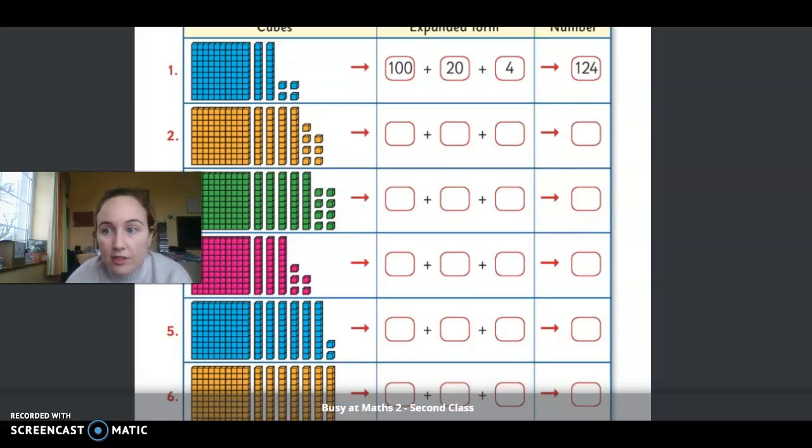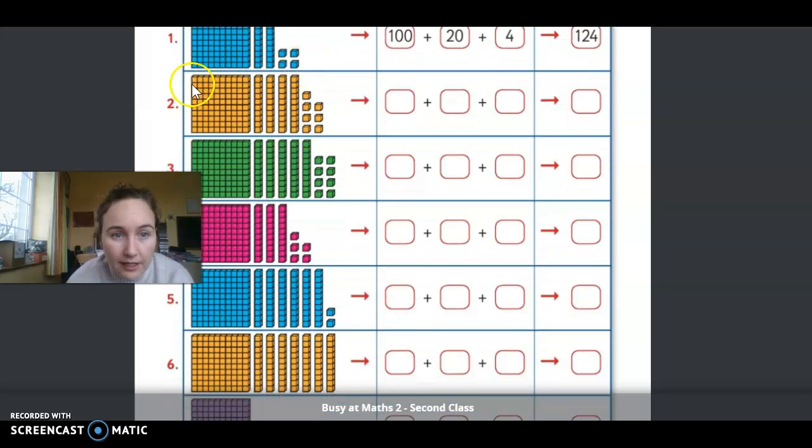I'll go down to number 2 then. And I have 100 again. 100 goes in the first box. And I have 10, 20, 30, 40. When I count up my tens, so 40 goes into the second box. And 1, 2, 3, 4, 5, 6, 7 units. So 7 into my third box. So 100 plus 40 plus 7 equals 147.